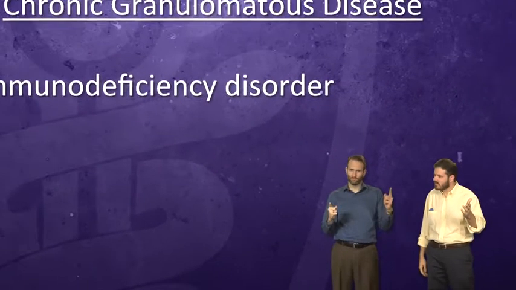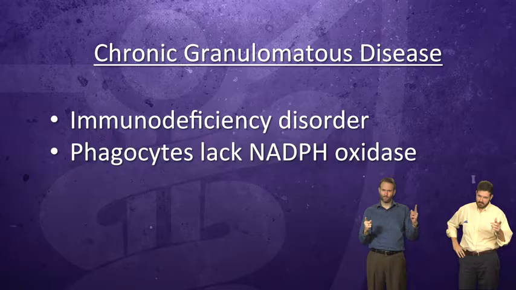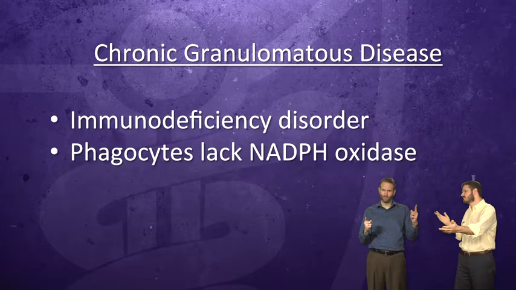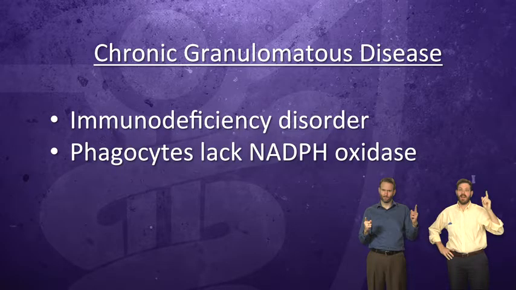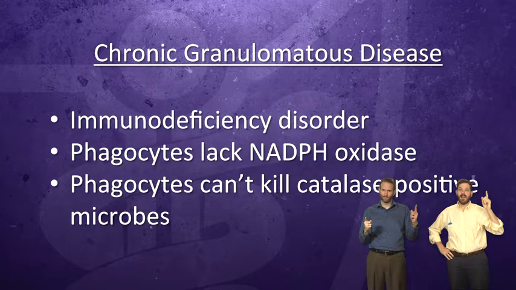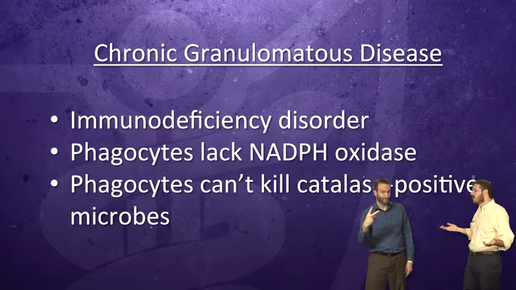Chronic granulomatous disease is a rare immunodeficiency disorder where the phagocytes are deficient in the enzyme NADPH oxidase. That means they can't generate oxygen-free radicals. So the phagocytes can engulf catalase-positive microbes, but they can't kill them. Like staph or aspergillus. Exactly.